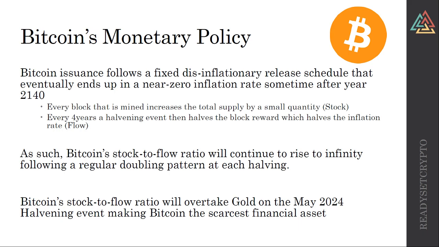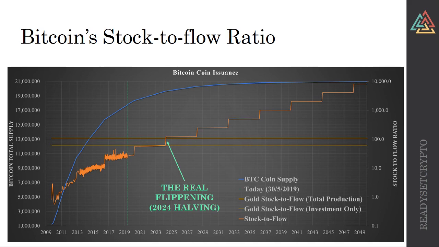Bitcoin's stock to flow ratio will overtake gold on the May 2024 halving. That will in fact make Bitcoin the scarcest financial asset on earth. So this is basically the same plot, but instead of inflation rate, we've flipped it over to look at stock to flow ratio.